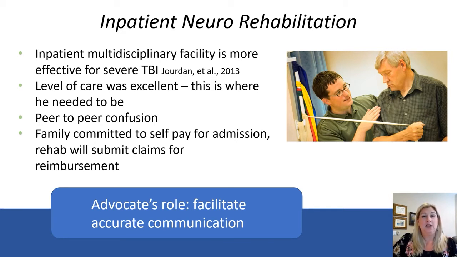Steve was admitted under private pay with the commitment and understanding that the facility would submit a claim. Here's where the confusion happened. The acute rehab submitted a claim and it was denied. This is not what we wanted, yet this denial allowed us to do an appeal. Prior, we were not able to do an appeal because there was nothing to appeal. There was a lot of confusion.